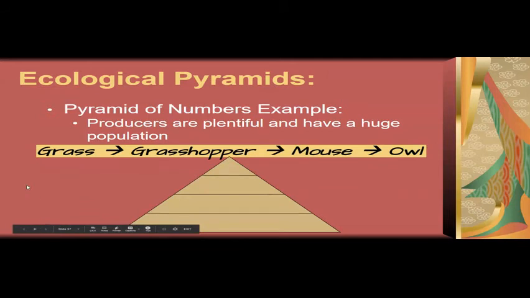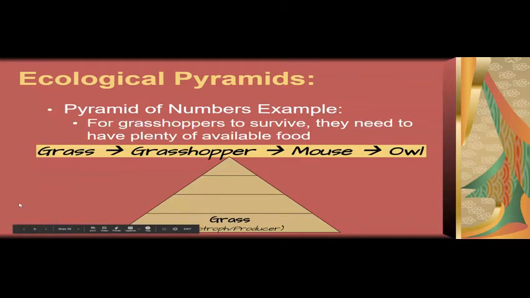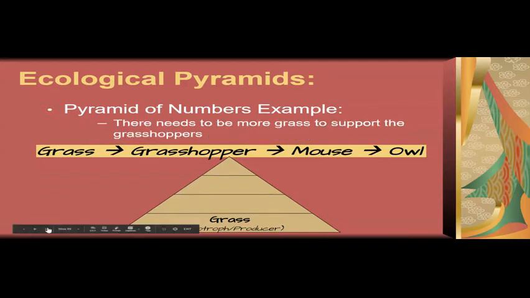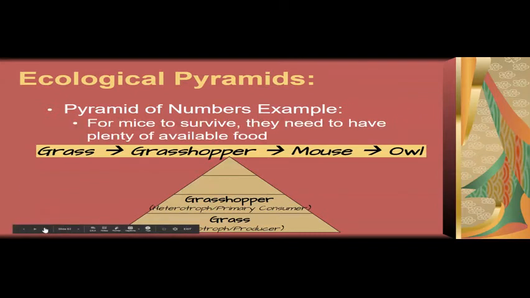producers are plentiful and have a huge population. 1 blade of grass is 1 individual. And because of that, they are placed on the bottom of the pyramid. For grasshoppers to survive, they need to have plenty of available food. There needs to be more grass to support the grasshoppers. So grasshoppers are then placed on the next level of the pyramid.